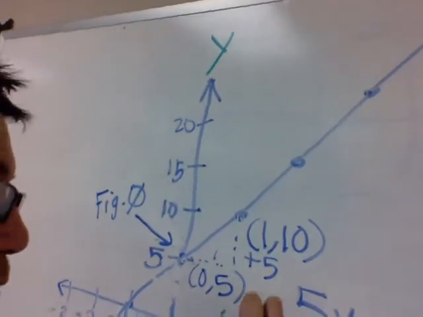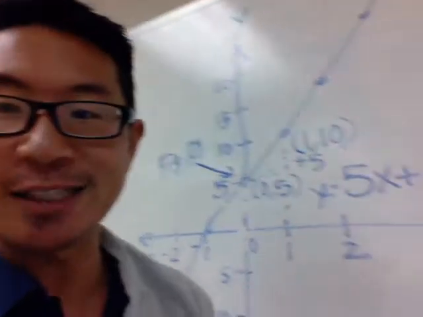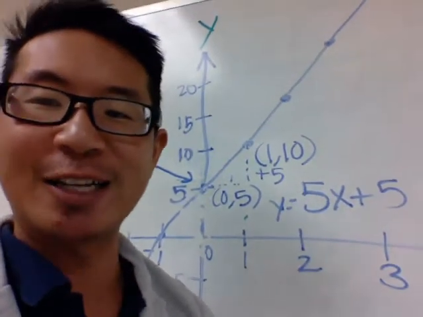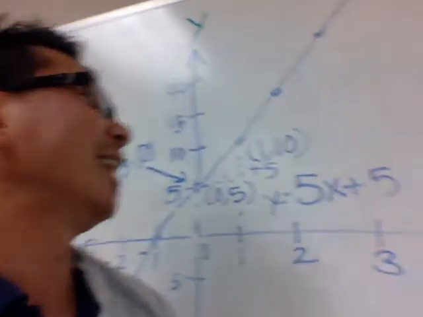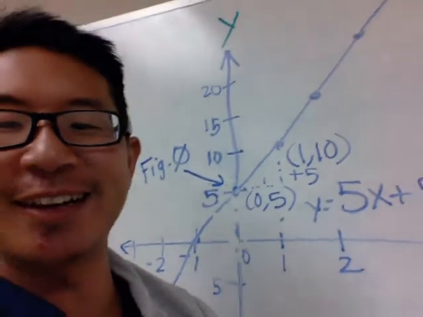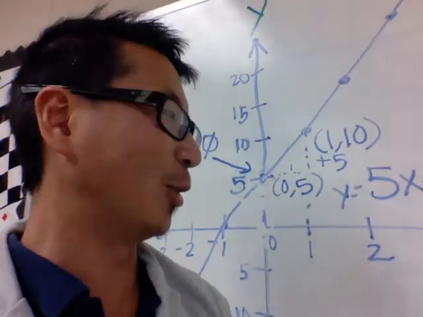If you want to test this out, you can log on to Desmos and type in y equals 5x plus 5, and you will make the exact same slope that I did, except it's a straight line because I didn't use a ruler. Haha.